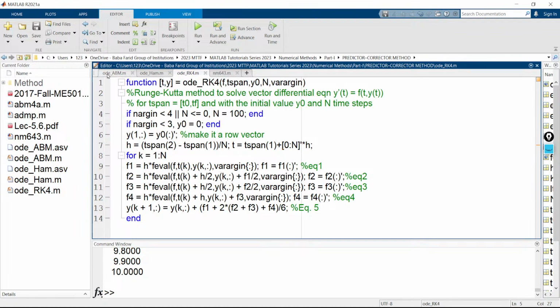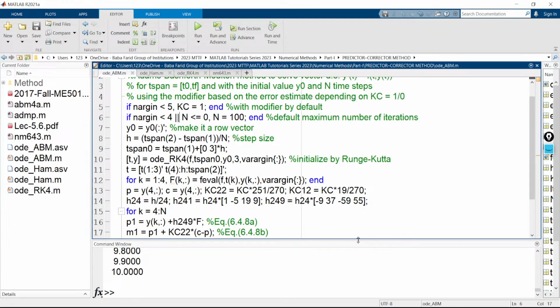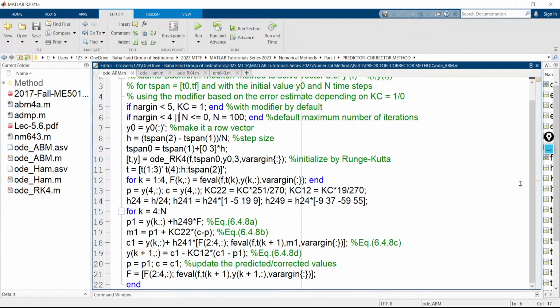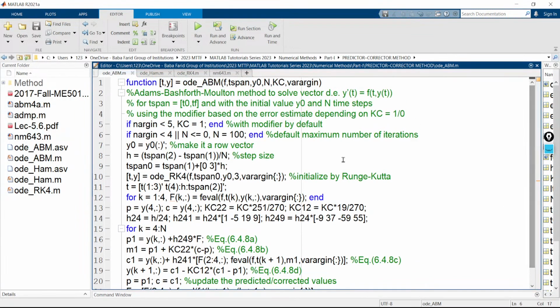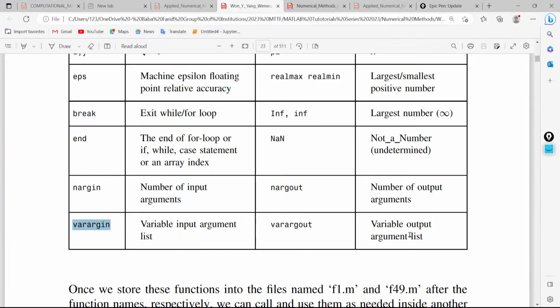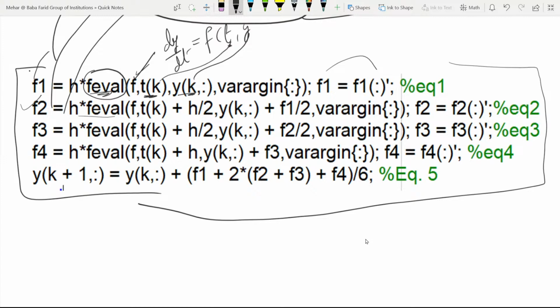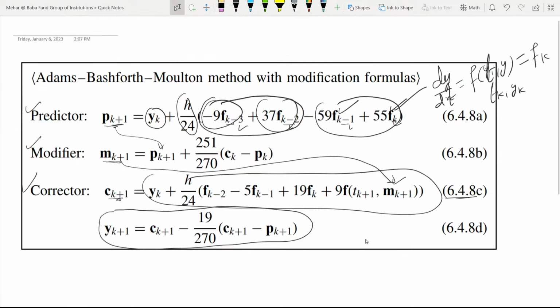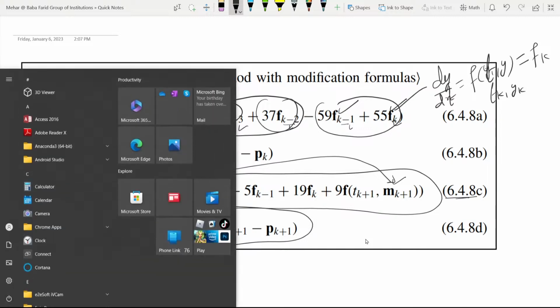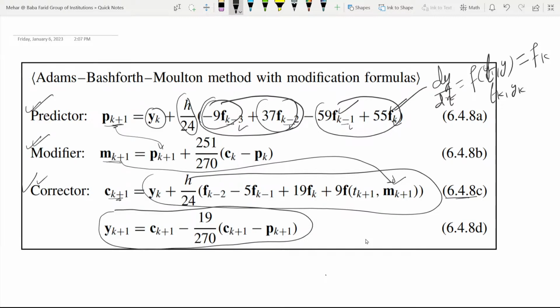Then we have the Adams-Bashforth-Moulton method. So this part is predictor, modifier, and corrector. You just need to convert these equations.